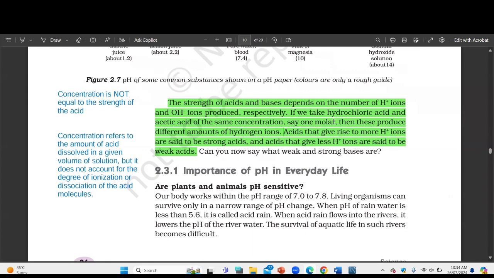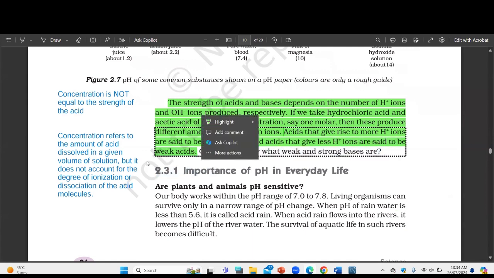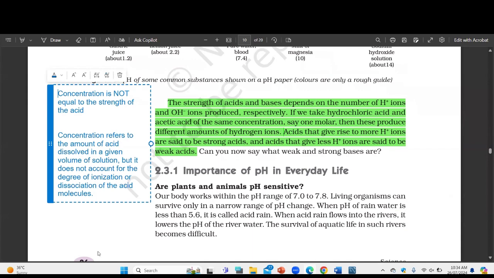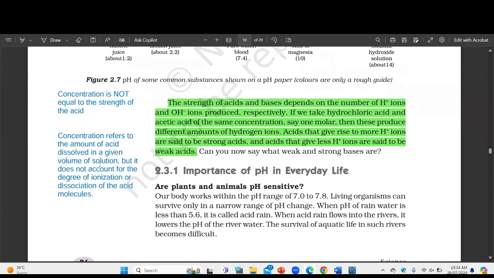Acids that give rise to more H plus ions are said to be strong acids, whereas acids that give fewer H plus ions are said to be weak acids. Usually concentration refers to the amount of acid dissolved in a given volume of solution, but it does not account for the degree of ionization or dissociation of the acid molecules.